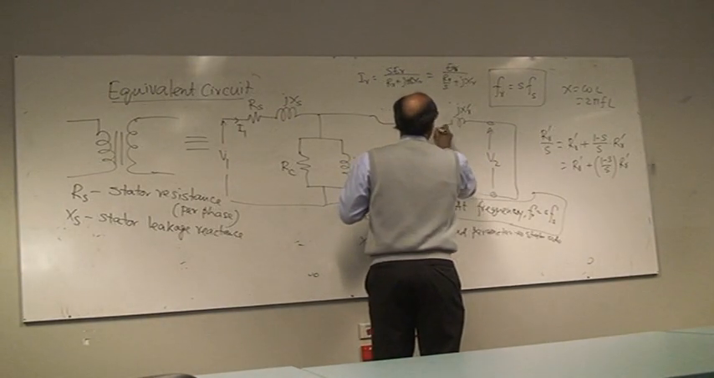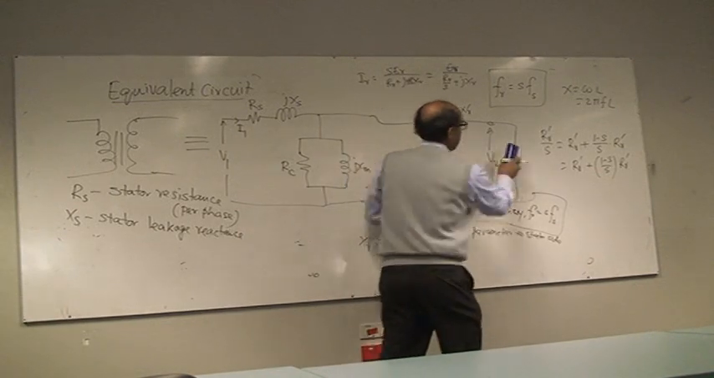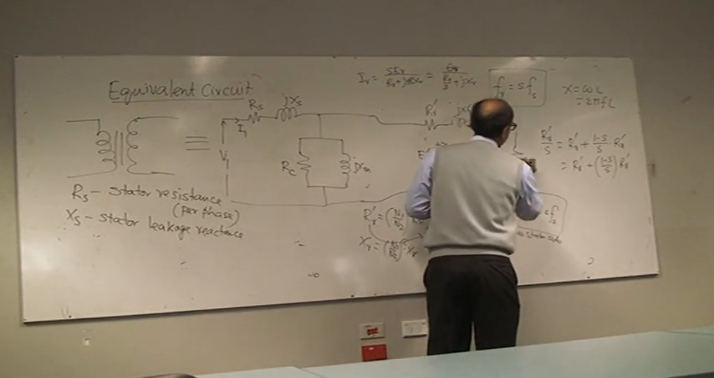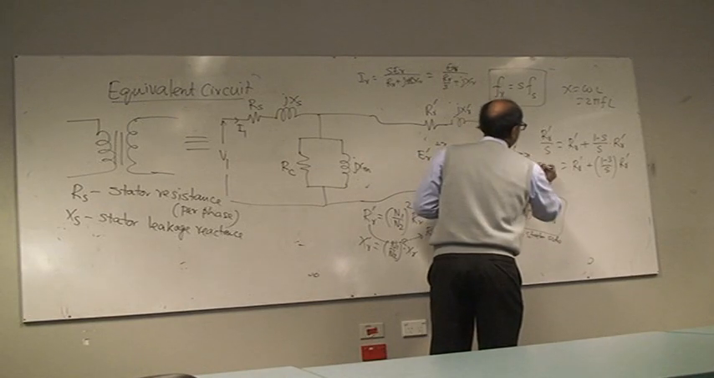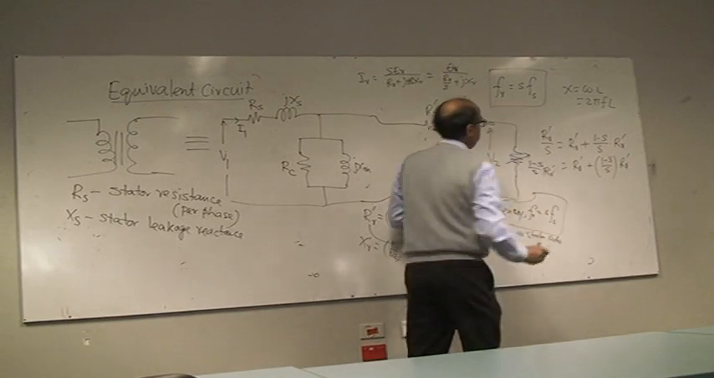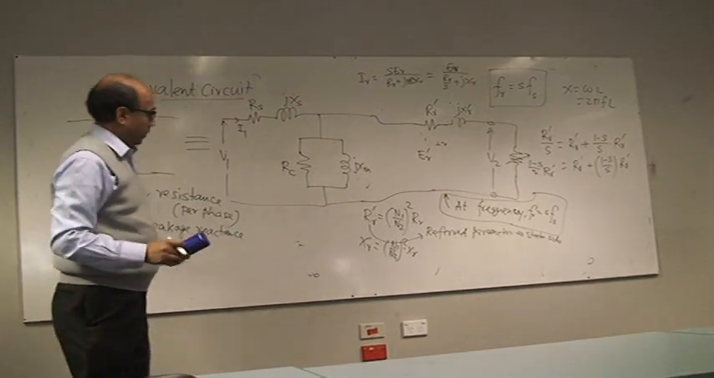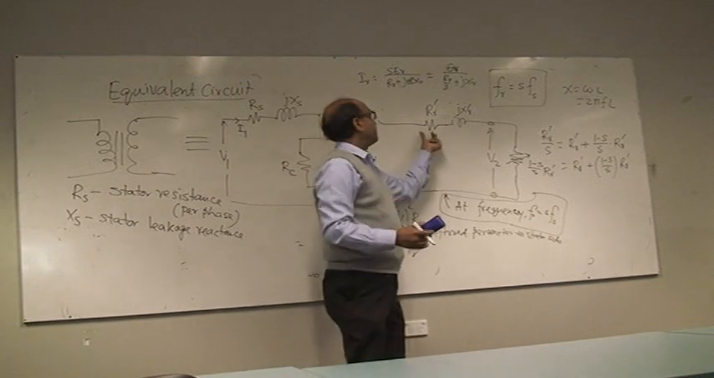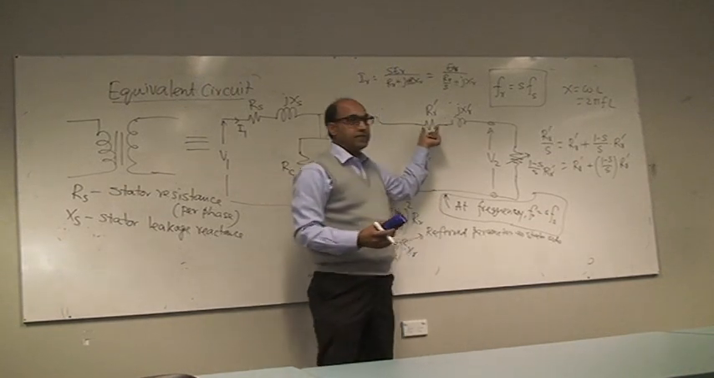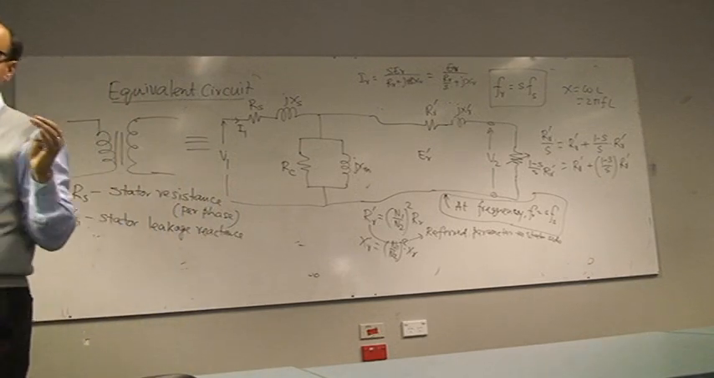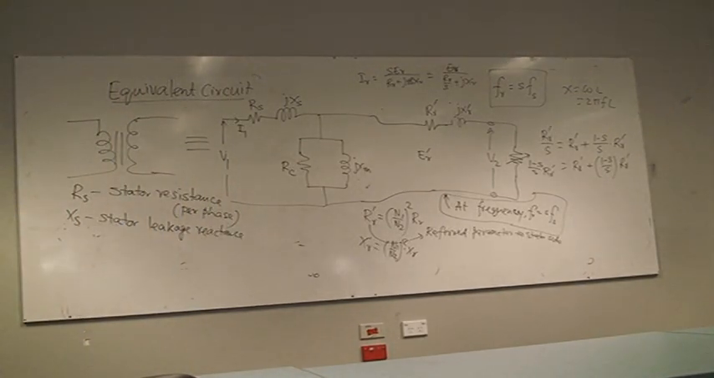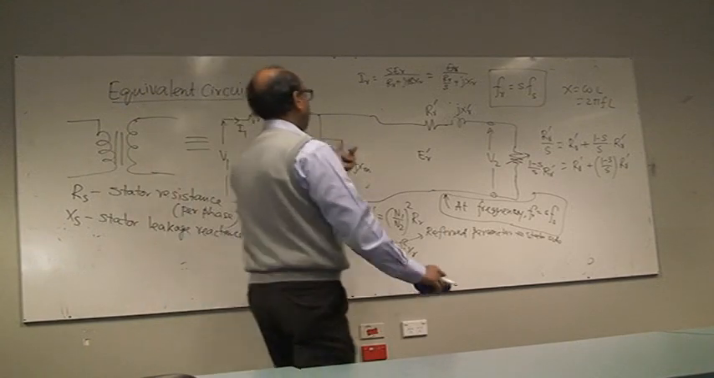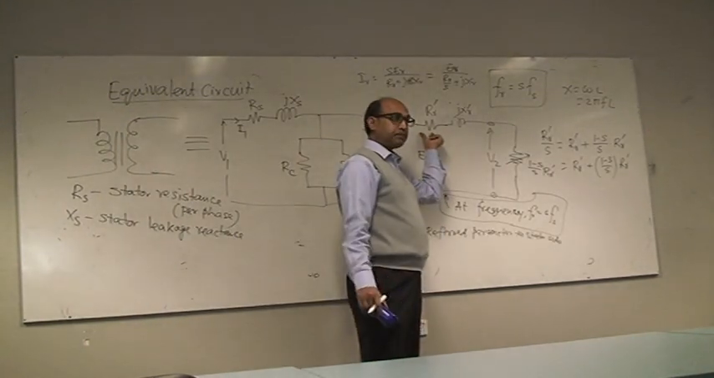So this one is R2', and here I bring... so now what does it mean? This component R2' indicates the power loss in the resistance which we had in the transformer. The transformer had the resistance of the secondary circuit, so that component indicates the resistance of the secondary circuit.